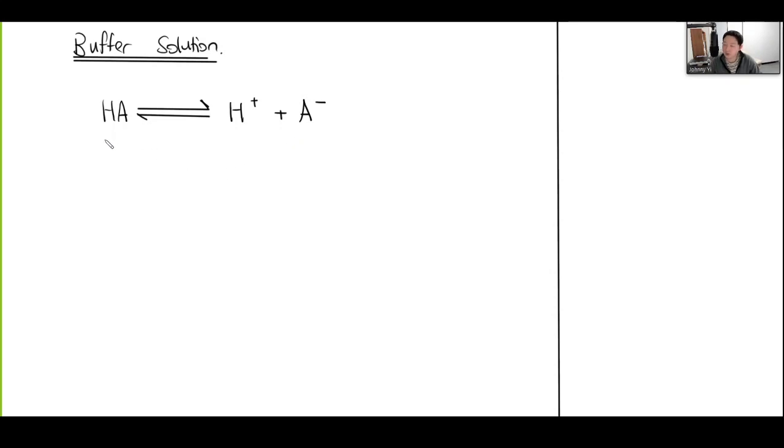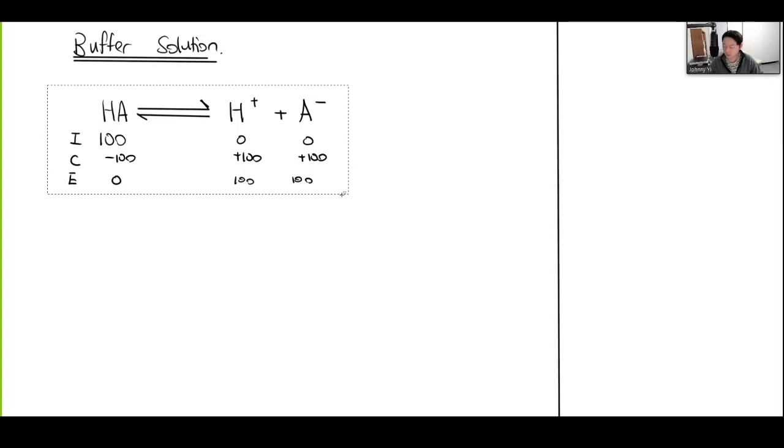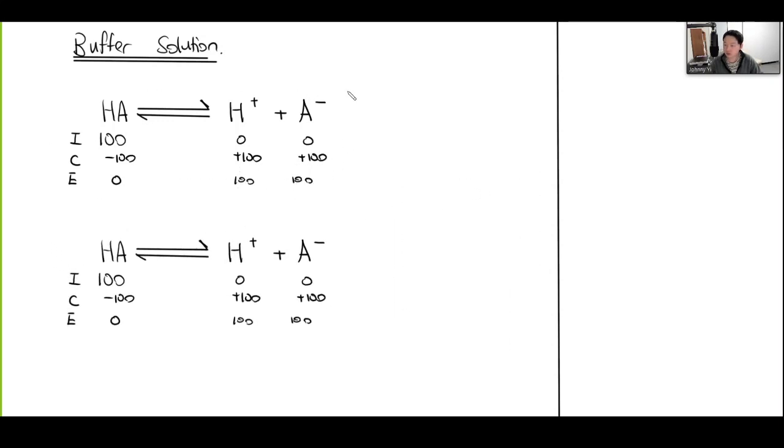So this is a weak acid. If it was a strong acid, and you start with 100, with 0, 0, then in the equilibrium, the change would be negative 100, and this will be plus 100, if it is a strong acid, okay? And you'll end up with 0 here, and 100 here, and 100 here. Is that right? Does that make sense or not? Okay, so that's what happens if it's a strong acid.